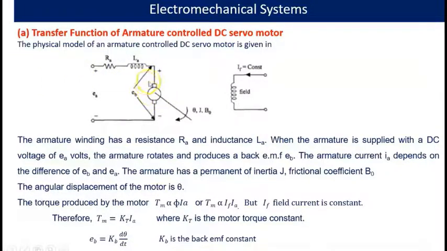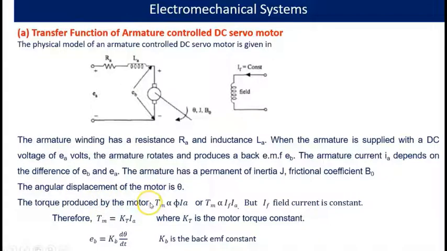So this is the system: armature controlled DC motor. We are varying the armature voltage, therefore field current is constant. RA, LA are the armature resistance and inductance, EA is the applied voltage, EB is the back EMF. For the mechanical system, the coefficients are B0, J, and theta is the angular displacement. So servo means one of the control variables is angular position, so angular displacement theta.